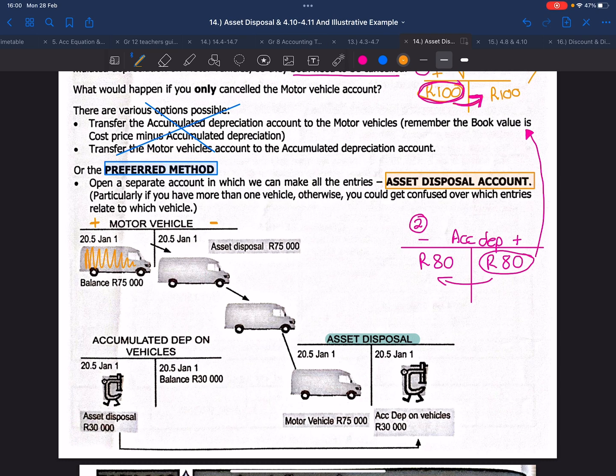We've sold it. It goes out of our books, so it goes to the credit side of the motor vehicle, and it goes into this account called asset disposal. So if we account for a transaction where we credit motor vehicles with 75,000, we then debit this account called asset disposal with 75,000. The asset disposal T account is not a T account that's reflected in your statements. You're not going to find in your financial statements a line item called asset disposal.